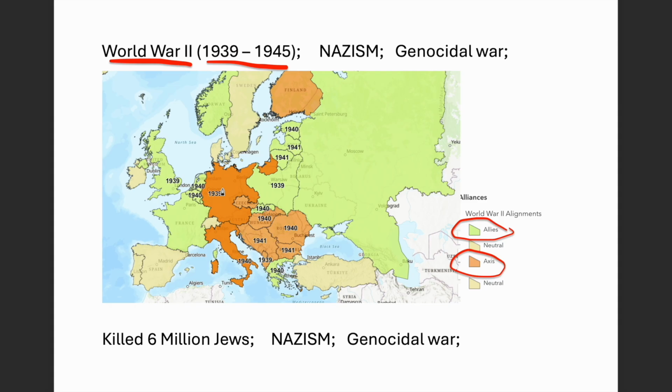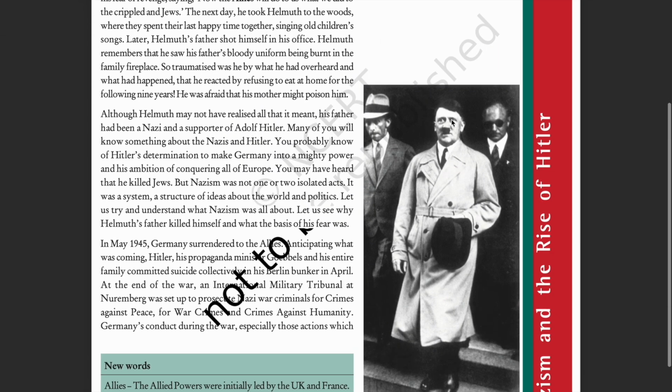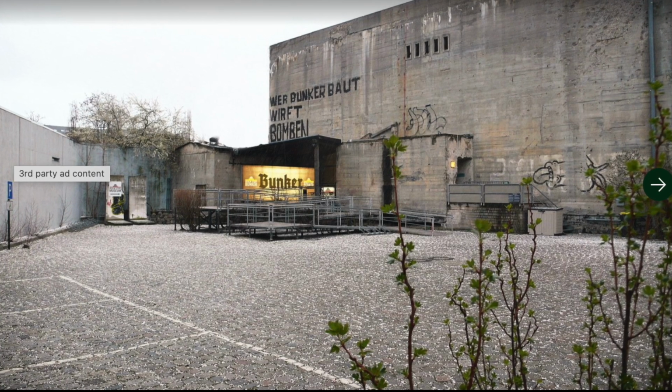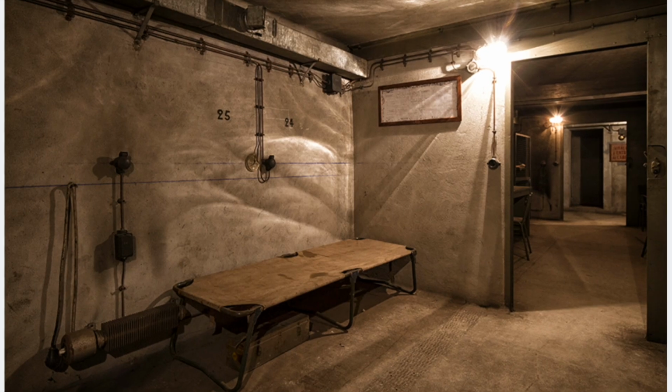At that time, the prominent members of the Nazi party, as you see in this picture, the man next to Hitler is Goebbels, who was the propaganda minister. He committed suicide along with his family. Hitler and his wife also committed suicide. These prominent members of the Nazi party were hiding in a bunker at the time. A bunker is a building constructed below ground level.